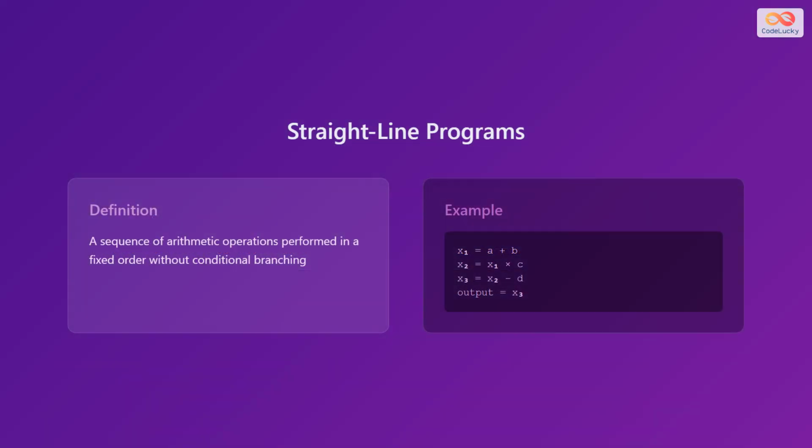A straight-line program is defined as a sequence of arithmetic operations performed in a fixed order, without any conditional branching. For example, consider the following program. First, x1 is assigned the sum of a and b. Second, x2 is assigned the product of x1 and c. Third, x3 is assigned the difference between x2 and d. Finally, the output is x3.